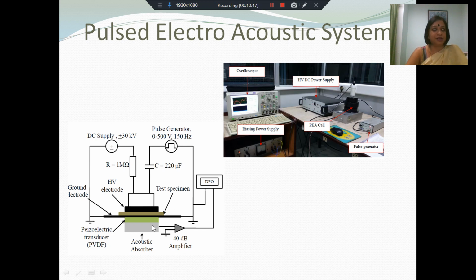We use parallel plate electrodes, so there is only one-dimensional variation. We cannot have two-dimensional variation. This is the photograph of the pulse electroacoustic system from TechM that we have in the high voltage laboratory in IIT Kanpur. Here you have a DC power supply.